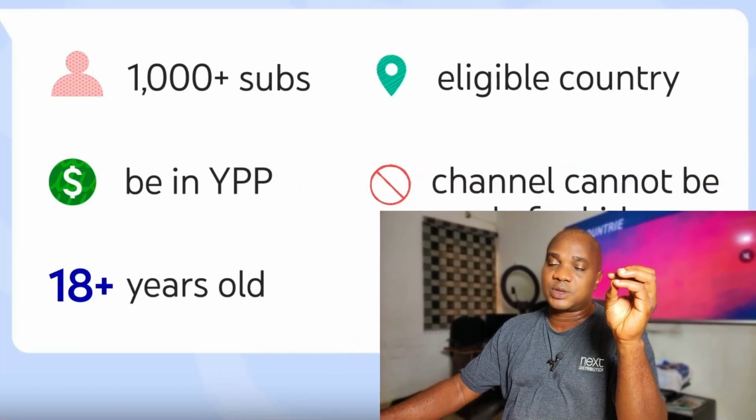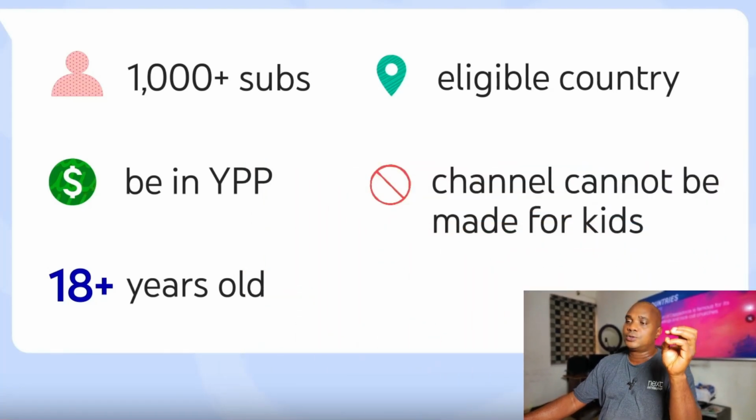But before you set up a membership, there are a few requirements you have to meet on YouTube before you can be eligible. One, you must get up to 1,000 subscribers on YouTube. Secondly, you must be in the YouTube Partner Program. Thirdly, you must be 18 years or older. If you're not 18, there's no way.